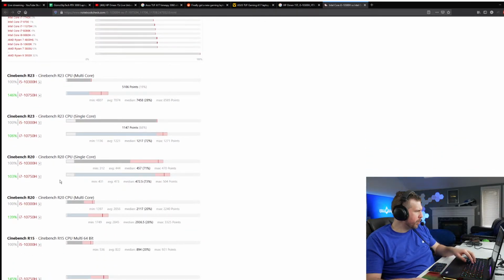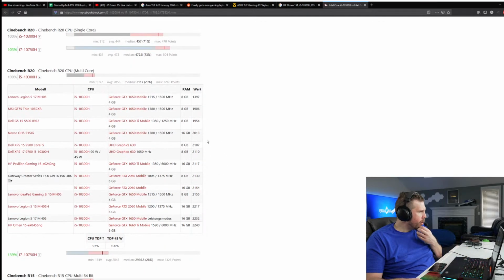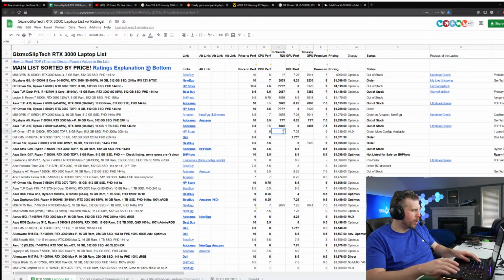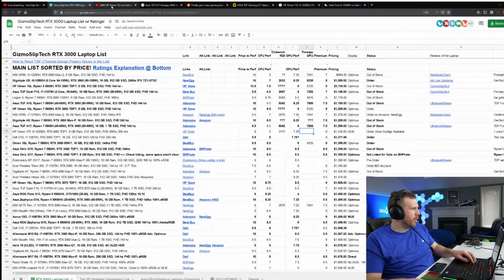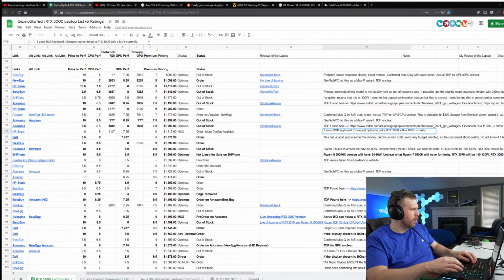Single core, multi-core. There we go. Hey, here we go. Oh, look, we got a bunch of different i5 10300H benchmarks. So the average of these is 2117. Really? That's pretty good. That's actually better than I thought it was going to be. 2117. And this is not a specific benchmark for this laptop, but it should be very close. Okay.